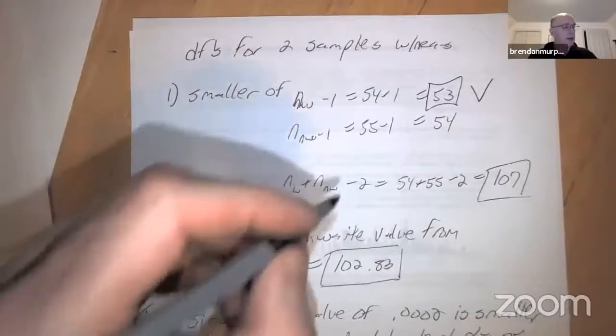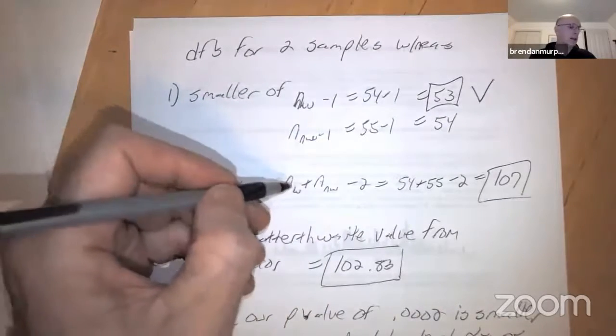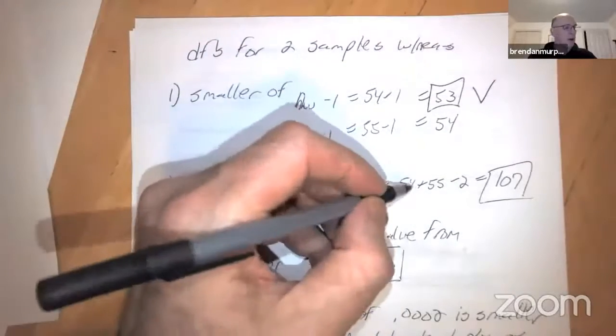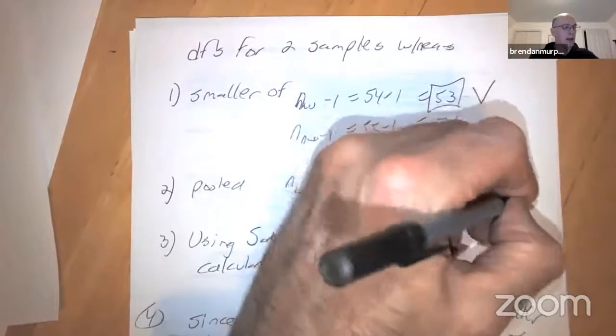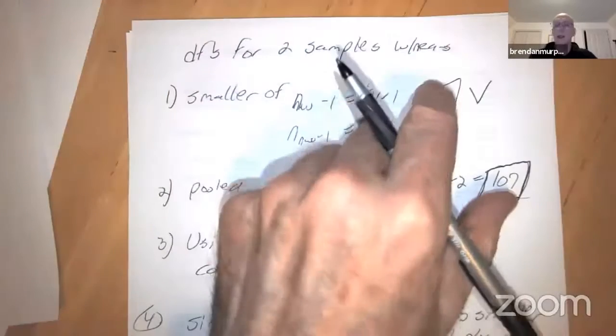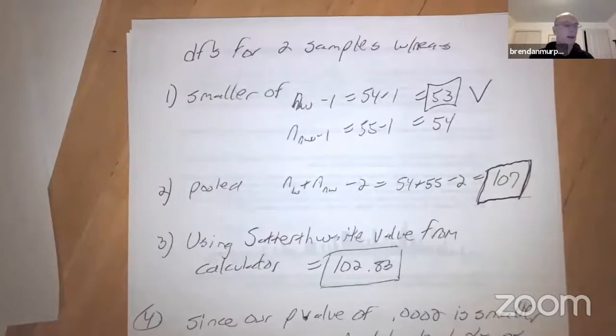Pooled is basically adding the two sample sizes and subtracting 2, or n minus 1 plus n minus 1. So I got 54 plus 55 minus 2 is 107. Again, we did both of these years ago when we didn't have technology and we were trying to make our lives easier. Neither one is perhaps the best way to do it today or the most accurate.